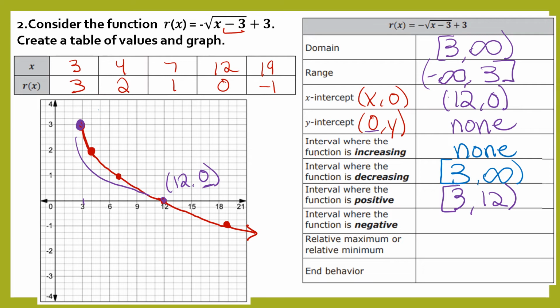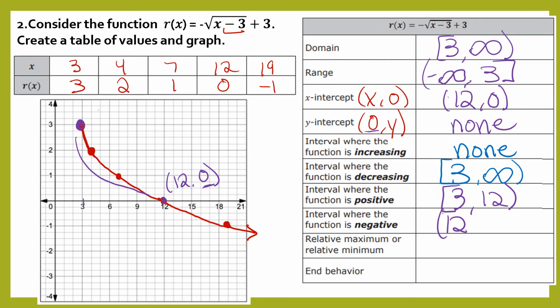So then for our negative interval, who has an idea what our negative interval would be? Where are my y values negative? Where do they start going below the x-axis? At 12? Yep. So when we cross, again, y is 0 at 12, so we're going to put parentheses around it. And then, what after that?